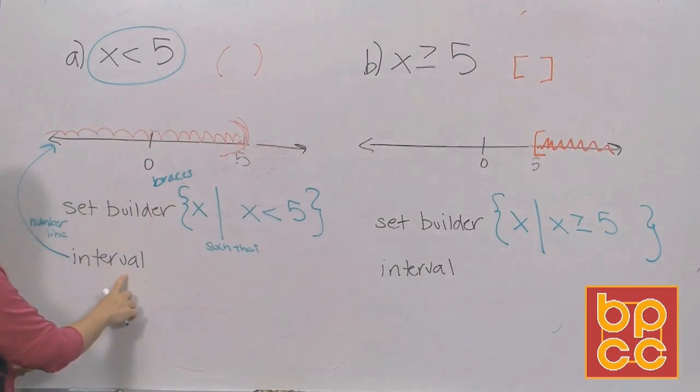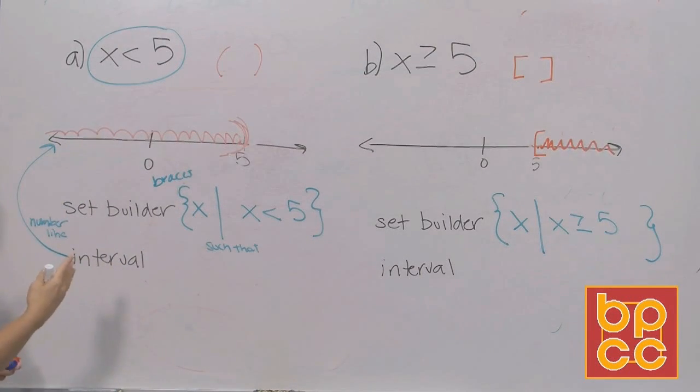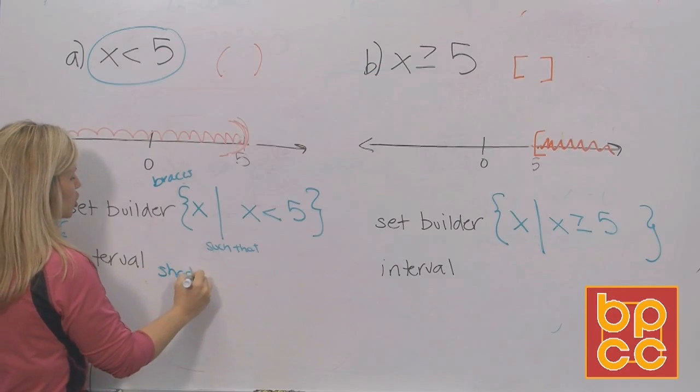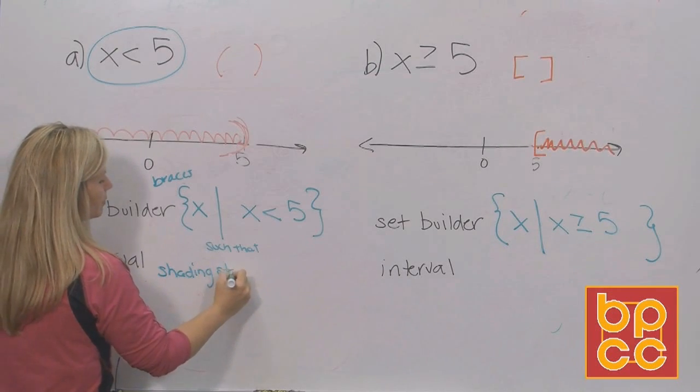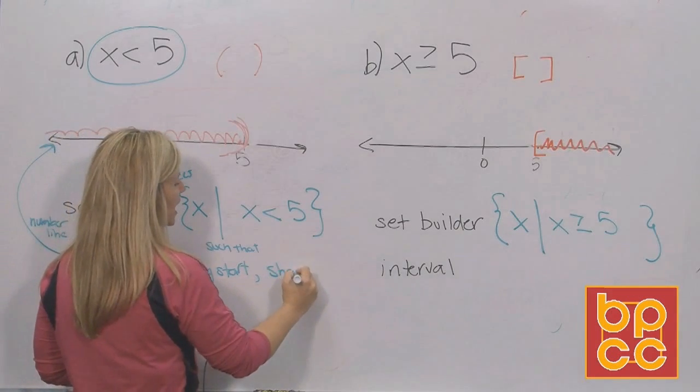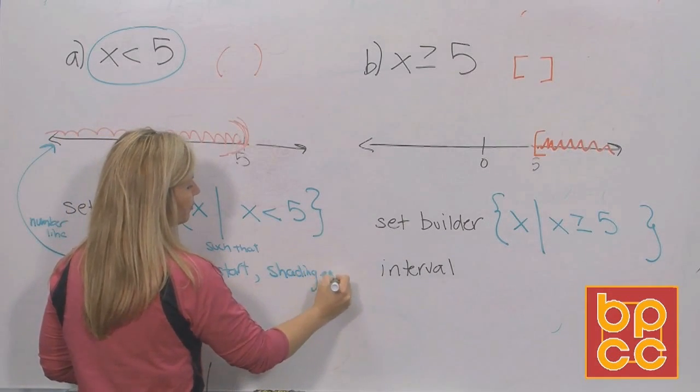When you write an answer in interval notation, you're looking at the number line and you're looking for two things: where the shading starts, then you're going to put a comma, and where the shading ends.